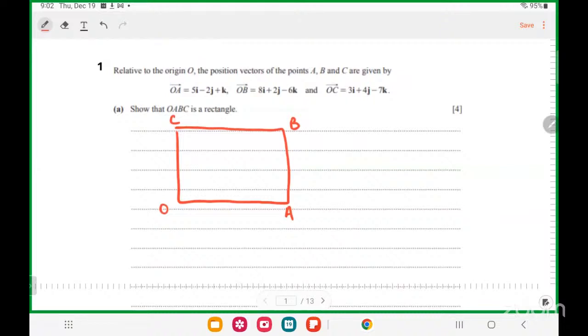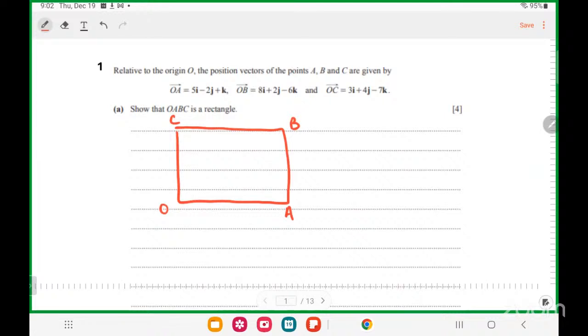For a rectangle to be a rectangle, two conditions must be fulfilled. One, the sides should intersect at right angles. Number two, the opposite sides should be equal to each other. So let's try and find out whether the two conditions are being fulfilled or not.